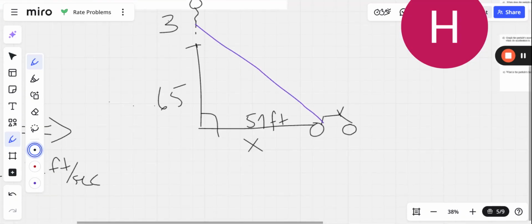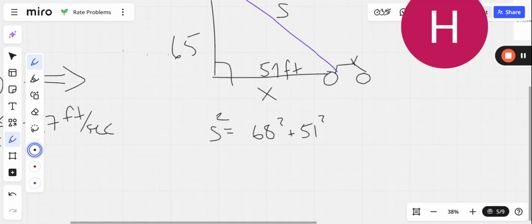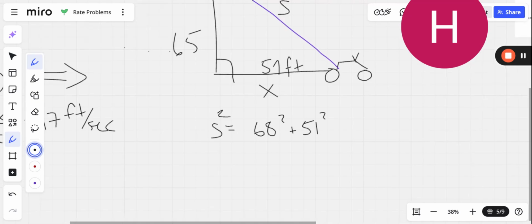There we go. So we can, of course, find the distance by using the Pythag theorem. So we're going to say that S squared is equal to 68 squared plus 51 squared. Now, you might not recognize this, but it's basically just a 3, 4, 5 triangle. So this is just going to give us 85.